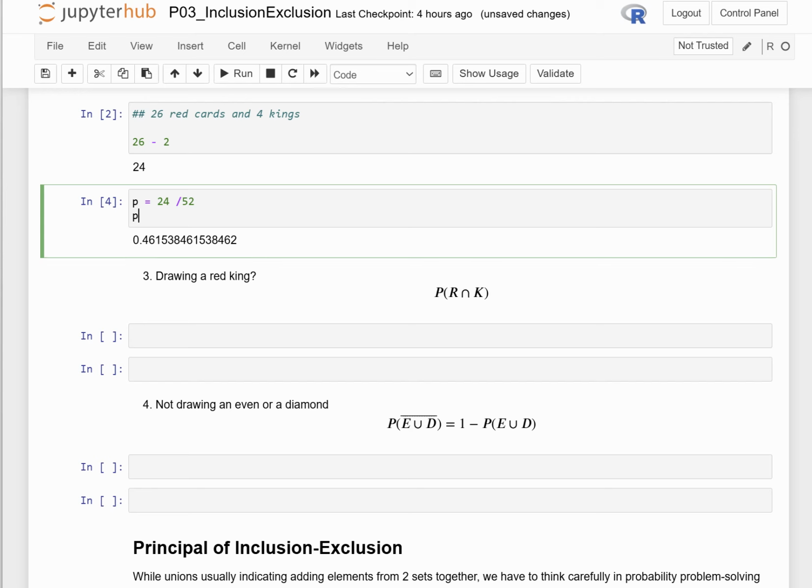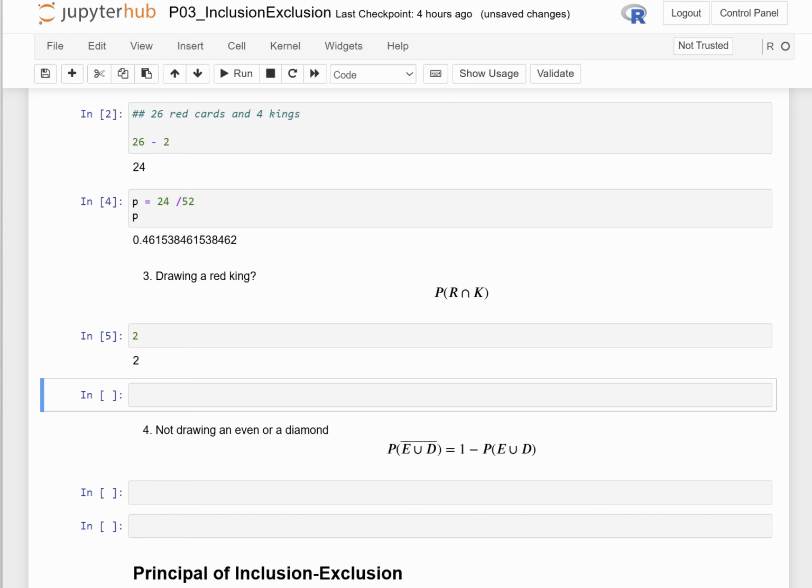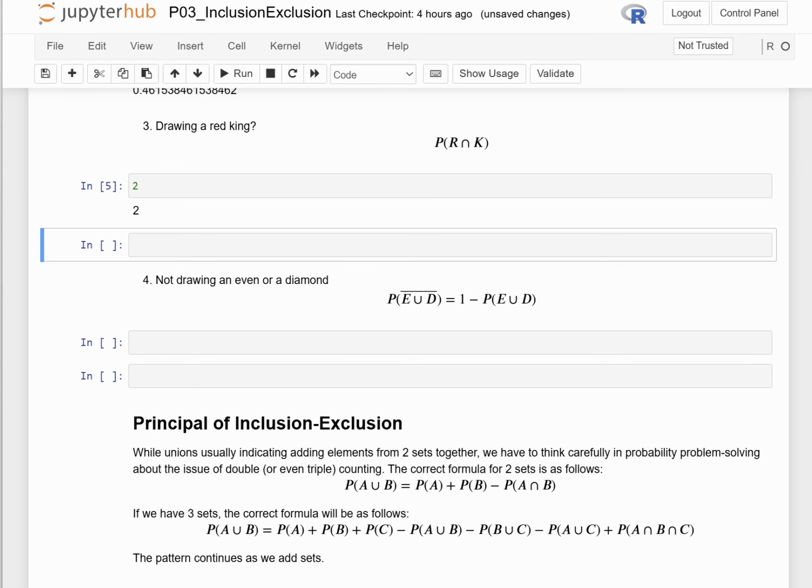Okay, drawing a red and a king. Now we are doing an intersection. Well, the intersection just means, okay, it's red and it's a king, and there are two of them, right? Not drawing an even or a diamond. Okay, so 1 minus the probability of even or diamond, which brings us what? Which brings us to the principle of inclusion exclusion.